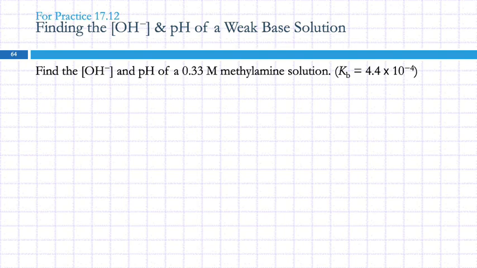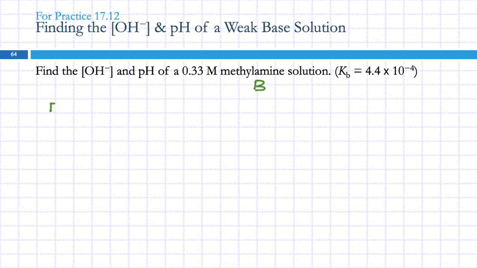So, we do need to write an equation. We're going to have to do an ice table here. Well, I don't know what that formula is. I could look it up, but let's not even bother. Let's just call it B, right? B for weak base. So this is B. So that's just B.